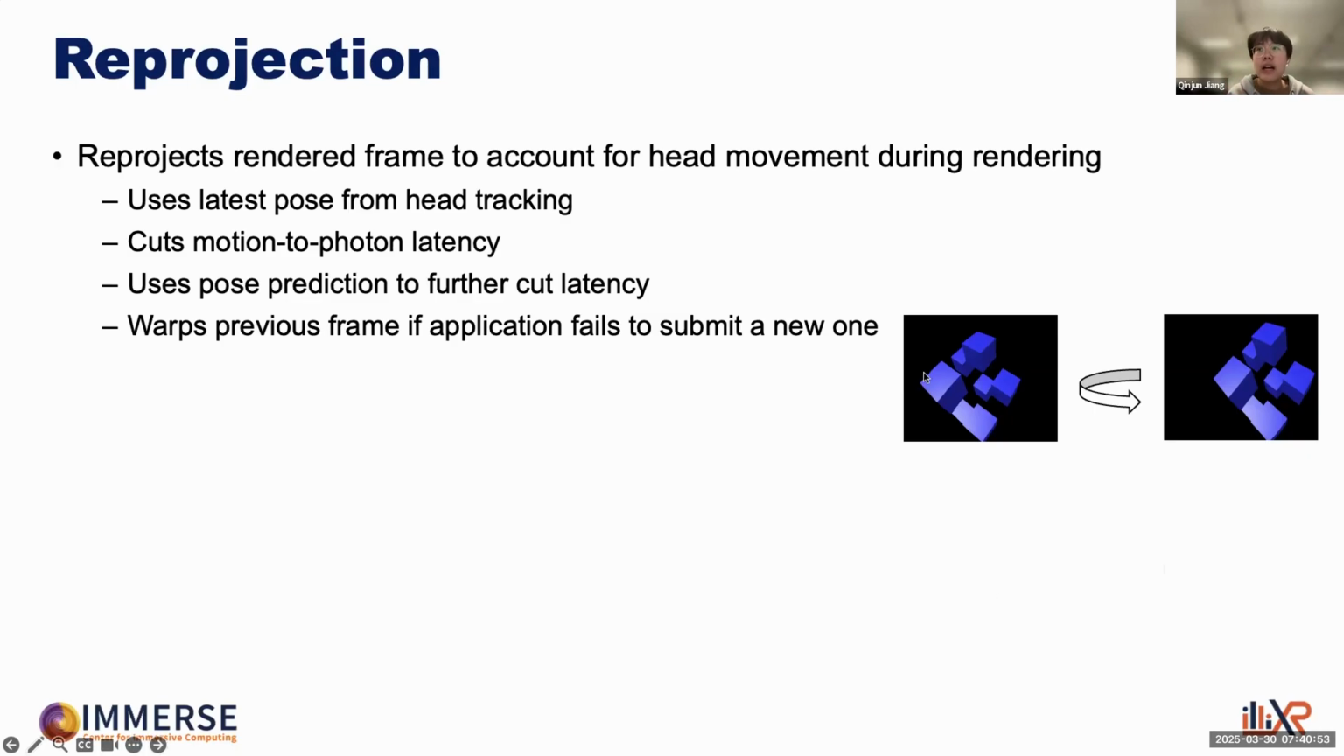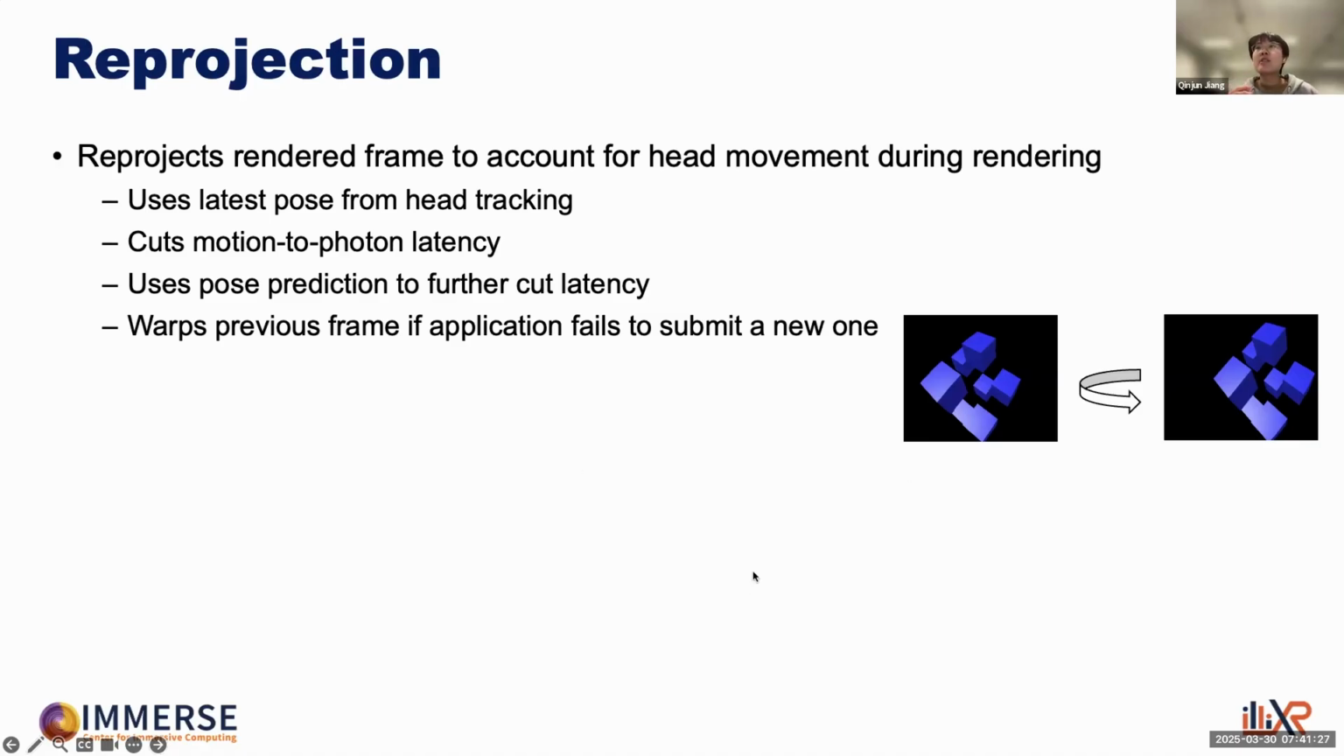This figure illustrates that idea. If we have a rendered image that corresponds to the user's pose some time ago, and we know that the user actually turned left during the rendering process, it's the same effect as rotating the rendered frame to the right, right? And this could effectively reduce the motion to photon latency that the user will perceive.